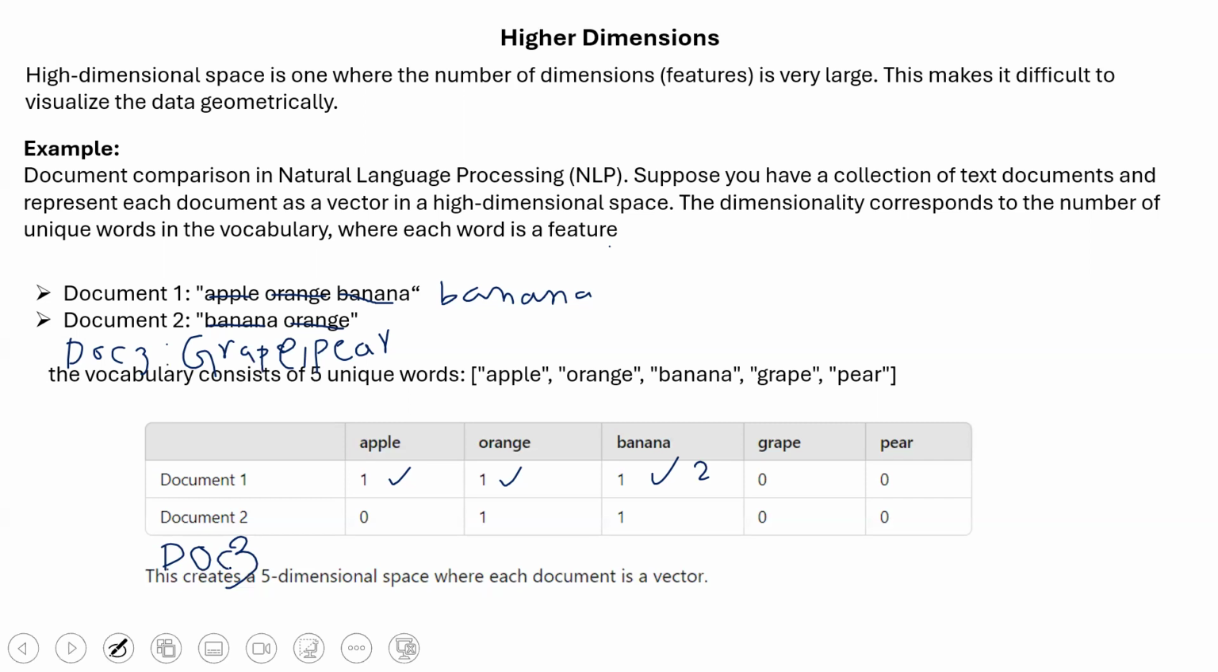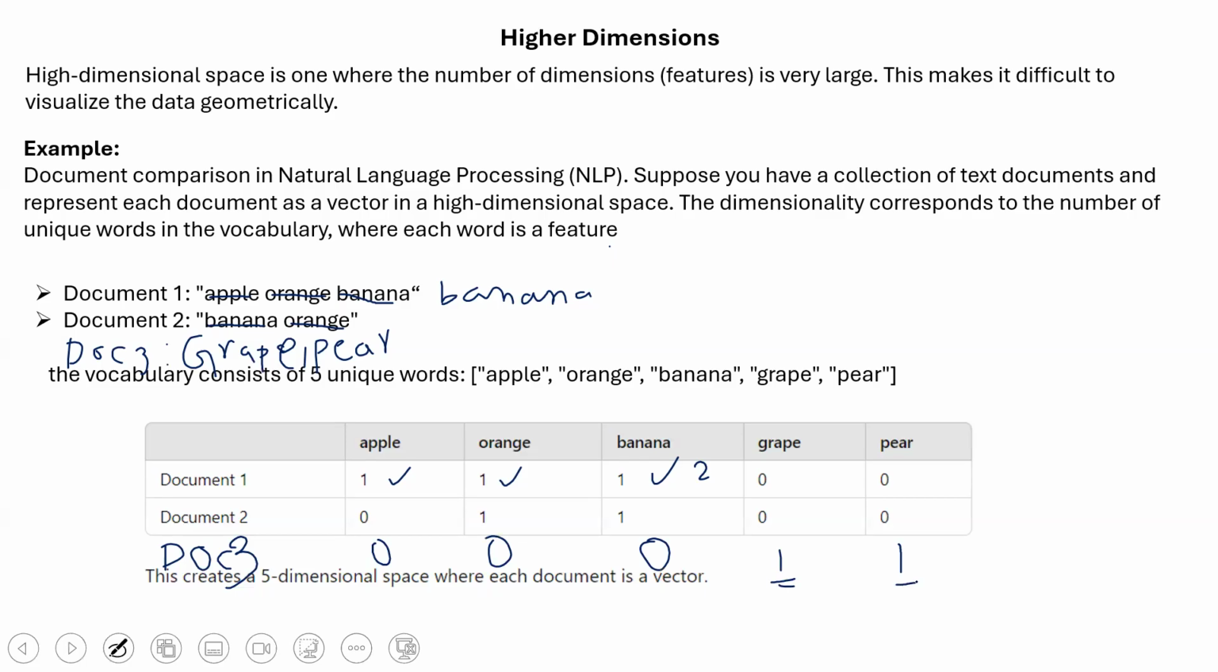0, 0, 0, 1, 1. Okay, so 0, 0, 0, 1, and 1 would be my vector for document 3. Right? Because you don't have apple, the count would be 0. You don't have orange, so the count would be 0. Banana, 0. But you have grape and pear, so the count of them is 1 and 1.